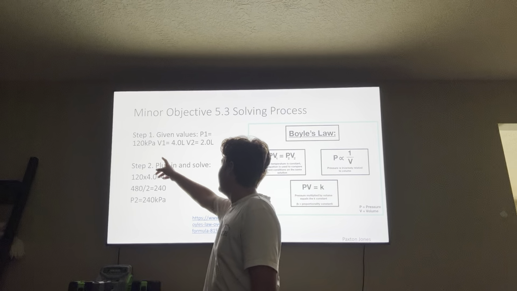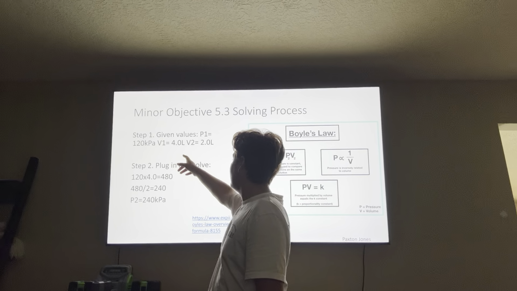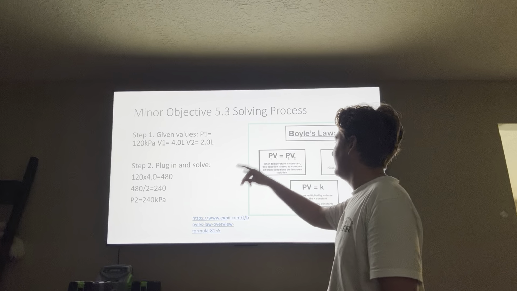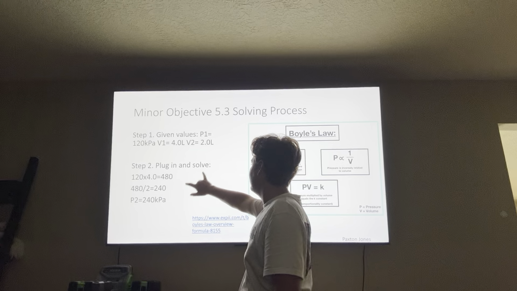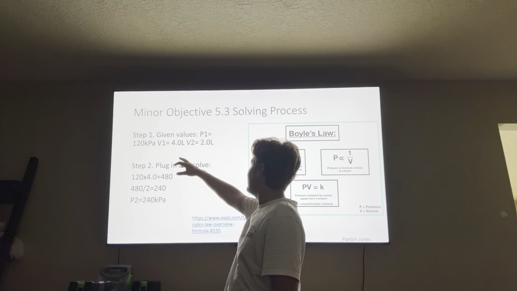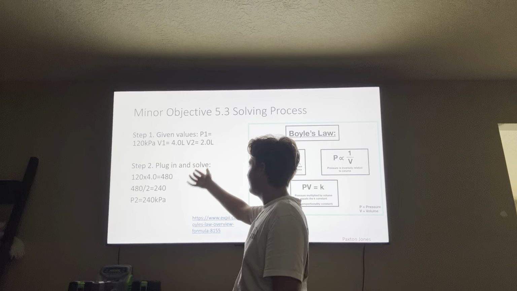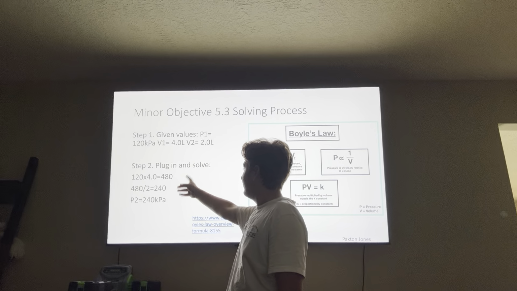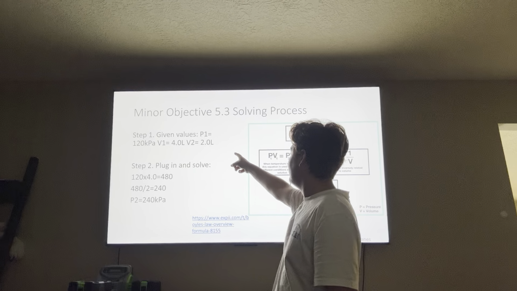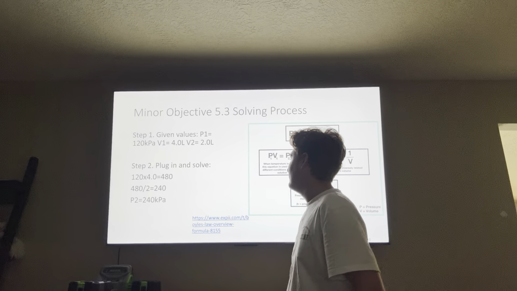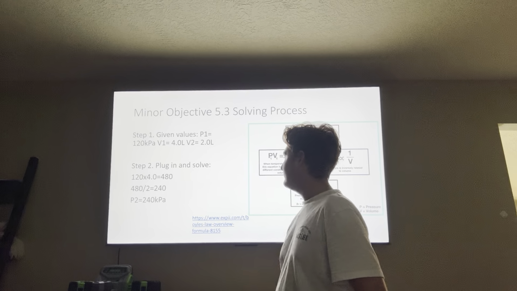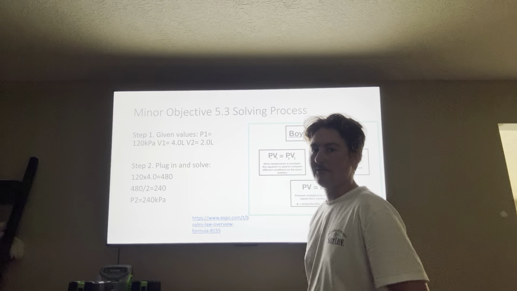You would do 120 kPa times V1, which is P1 times V1. 120 times 4 equals 480, and then you divide 480 by 2.0 liters to get P2. So P2, 480 divided by 2 equals 240. So you get P2 equals 240 kPa.